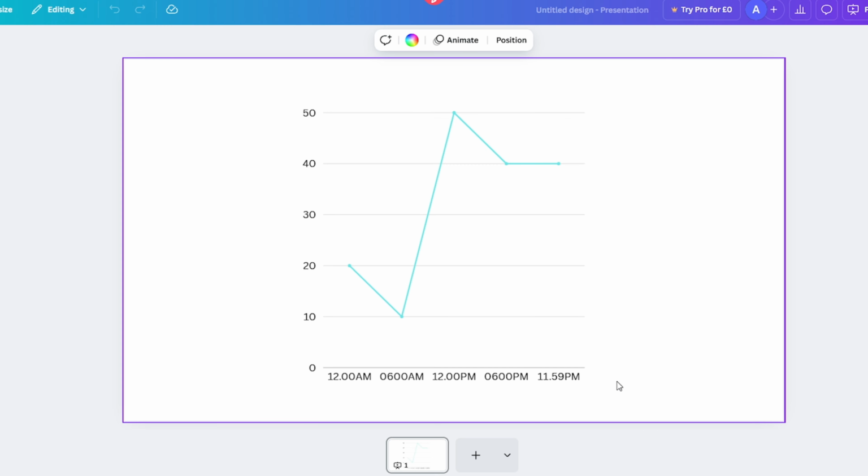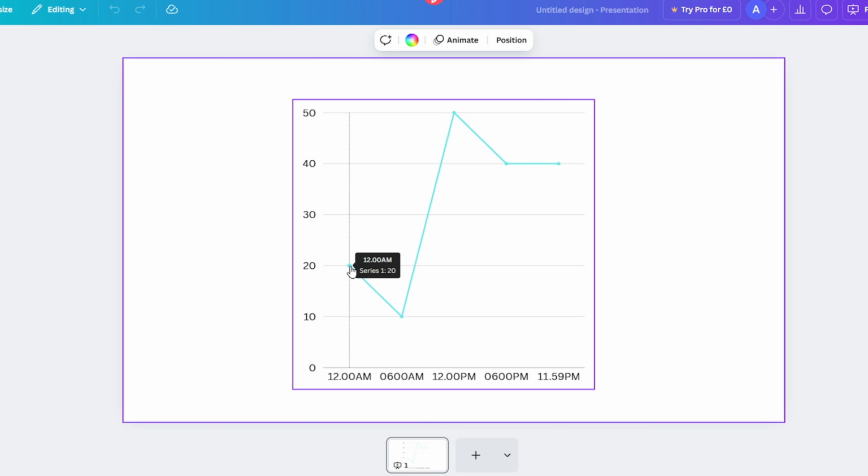So what is a candle? Let's take a stock as an example, or let's say a crypto coin. Look at this line chart. Let's say at 12 o'clock midnight, or start of the day, the price of this stock is $20. Then by 6 o'clock a.m. in the morning, it goes down to $10. Then by 12 noon, it went up to $50. And by 6 o'clock evening, it came down a little bit to $40. Then finally, at the end of the day, at 11:59 p.m., it ended at the same value, $40.